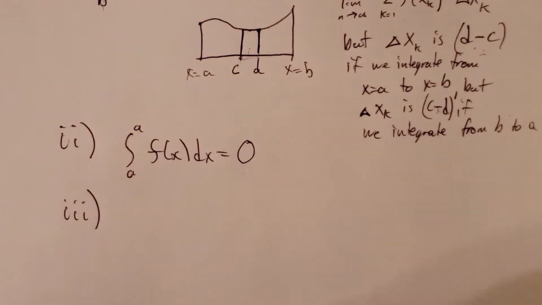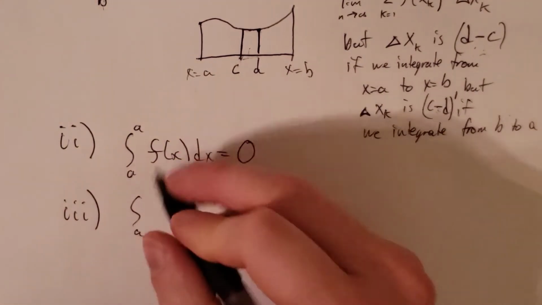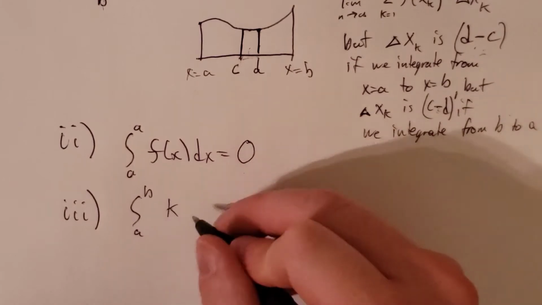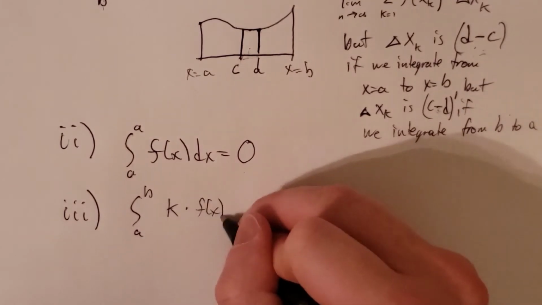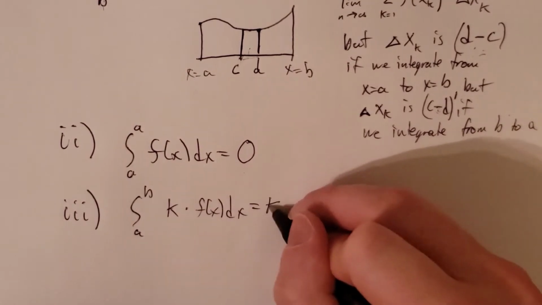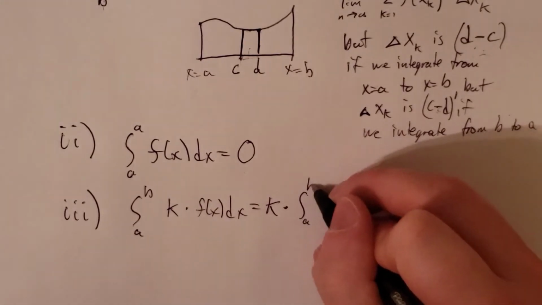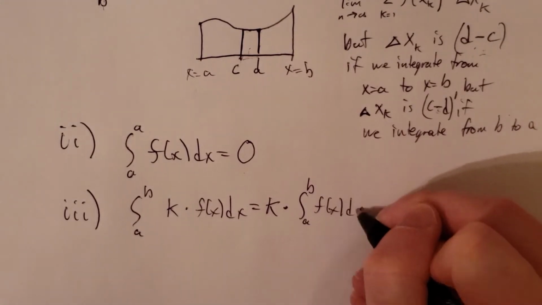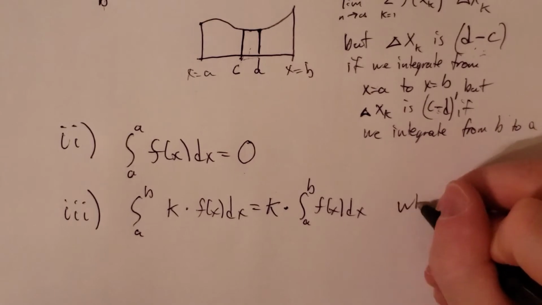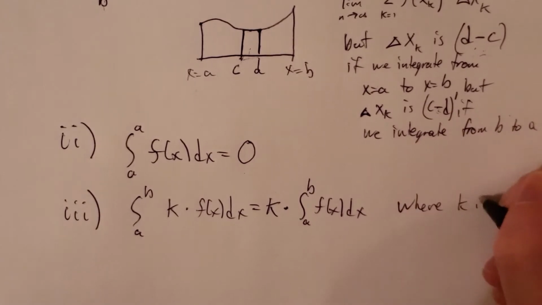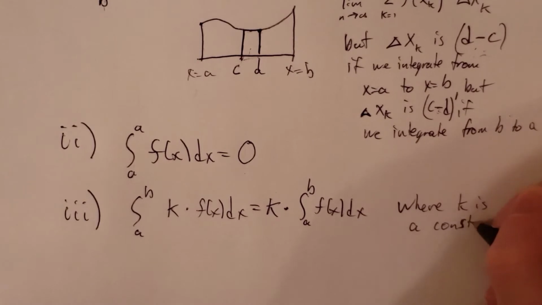All right, let's look at our third property. If we take the integral from a to b of some constant k times f of x dx, this is just k times the integral from a to b of f of x dx. So we have a constant multiple rule, where if k is a constant, we can just factor out that constant.